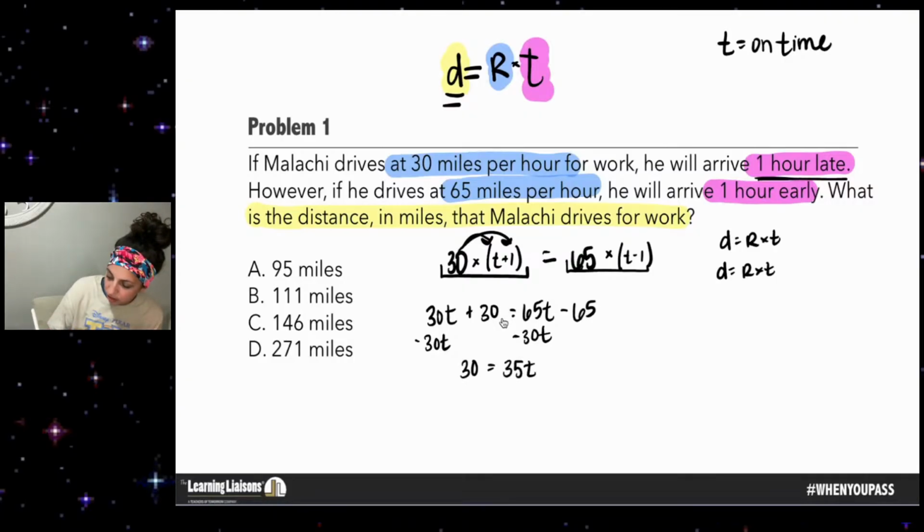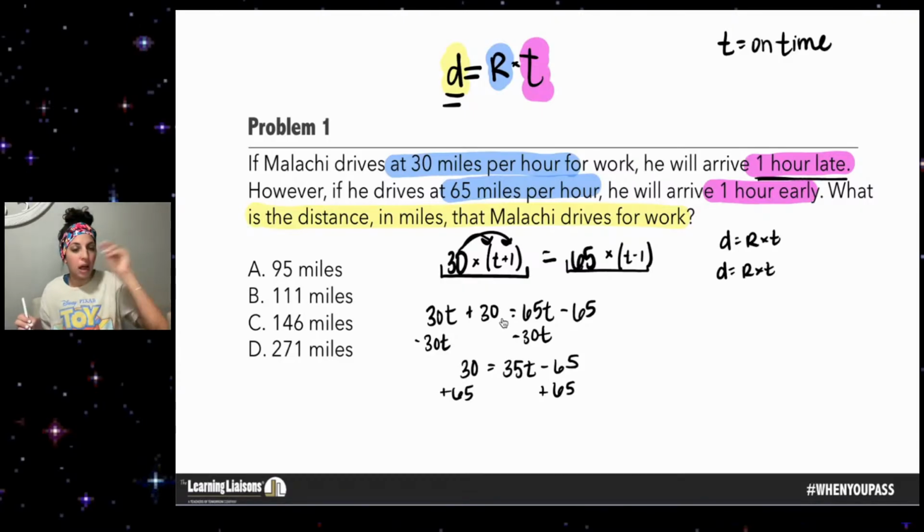$35t minus 65. I'm going to add the 65 to both sides to get the constants on the same side. So I have all my numbers or constants on one side, and I have my t's on the other. So 30 plus 65 is 95.